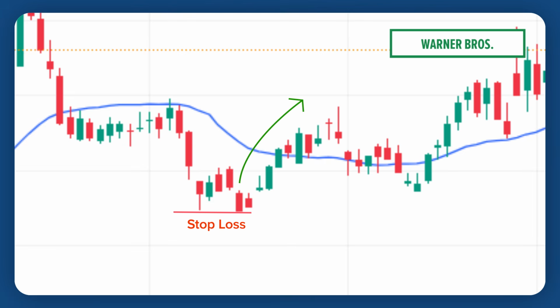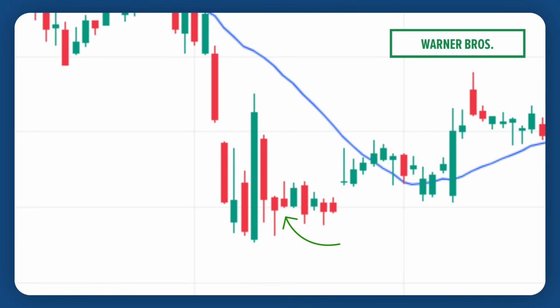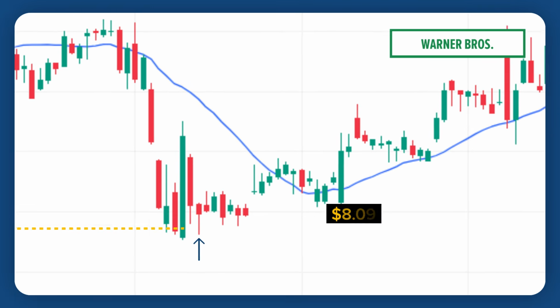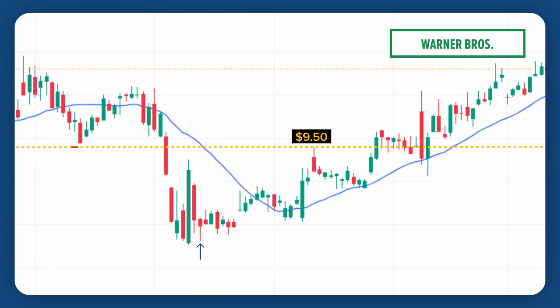So hammers are bullish, shooting stars are bearish. Here is another hammer. It's kind of hidden within this grouping of candles down here, but you can see the long shadow underneath. What happened shortly thereafter? It rallied from around $8 all the way to 9.5, and then we saw a role reversal resistance right here where the profit taking pushed the price down.